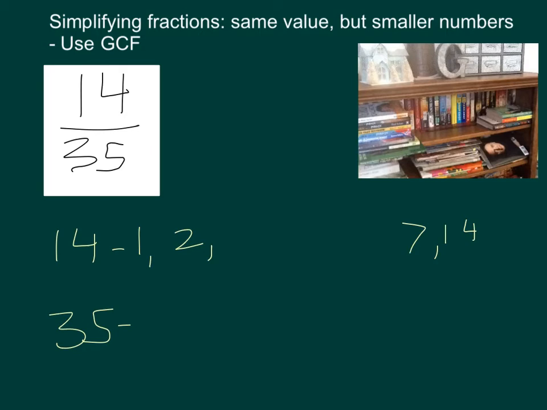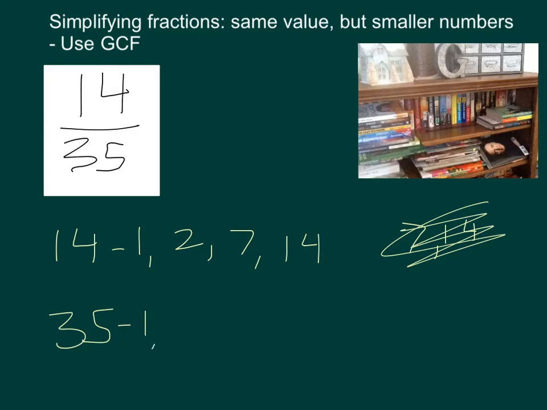Can I multiply something with 4? Nope, because the closest I can get is 12 or 16. Can I multiply something with 5? No, because it doesn't end in a 5 or a 0. Can I multiply something with 6? Nope, because I can get 18 or I can get 12. And then 7's already on the board, so my factors are 1, 2, 7, 14. Now let's move on to the 35.